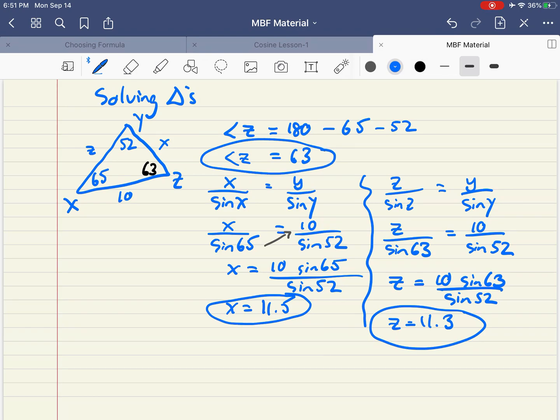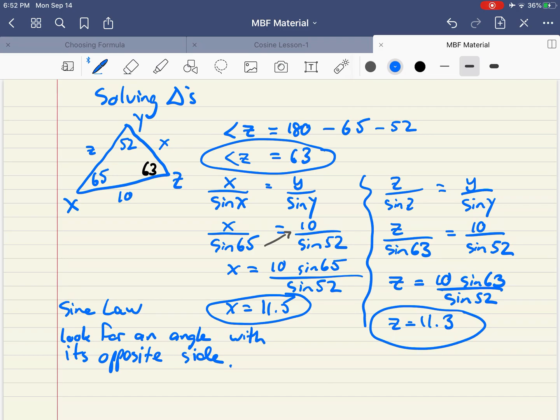So again, for sine law, look for an angle with its opposite side. If you've got that, it's pretty much guaranteed a sine law question. And in this case, it was the y's, right? The 10 with the 52 across from it, that is how I knew it was a sine law question.